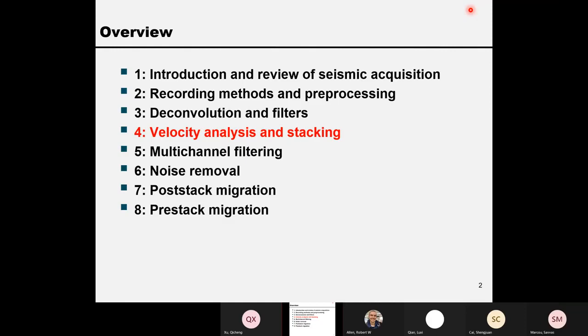So stacking is one of the basic imaging technologies. For stacking, the key parameter is the velocity. This is why we need to introduce velocity analysis. So we combine these tools as one session today.